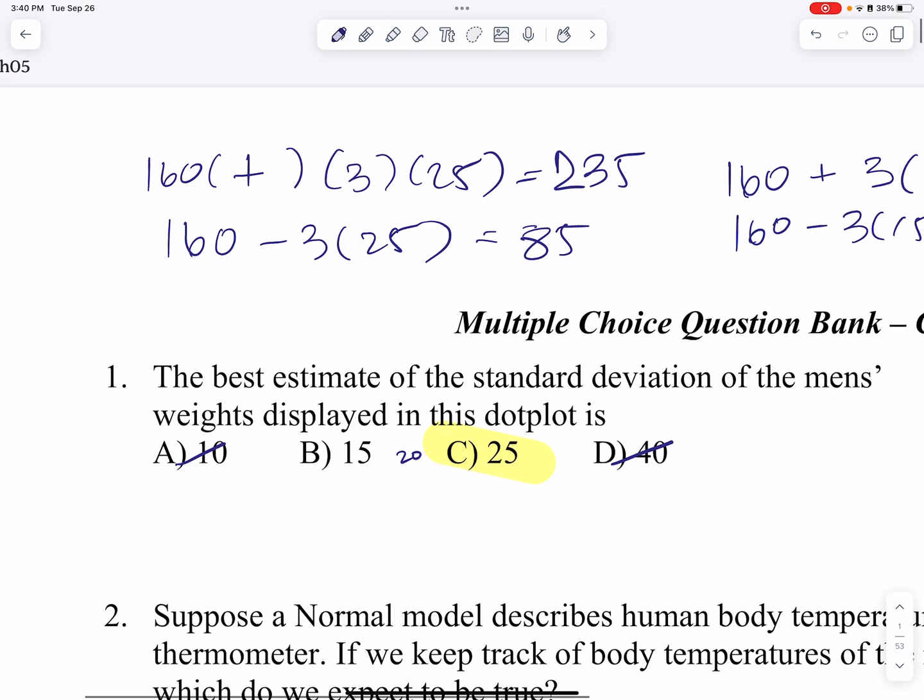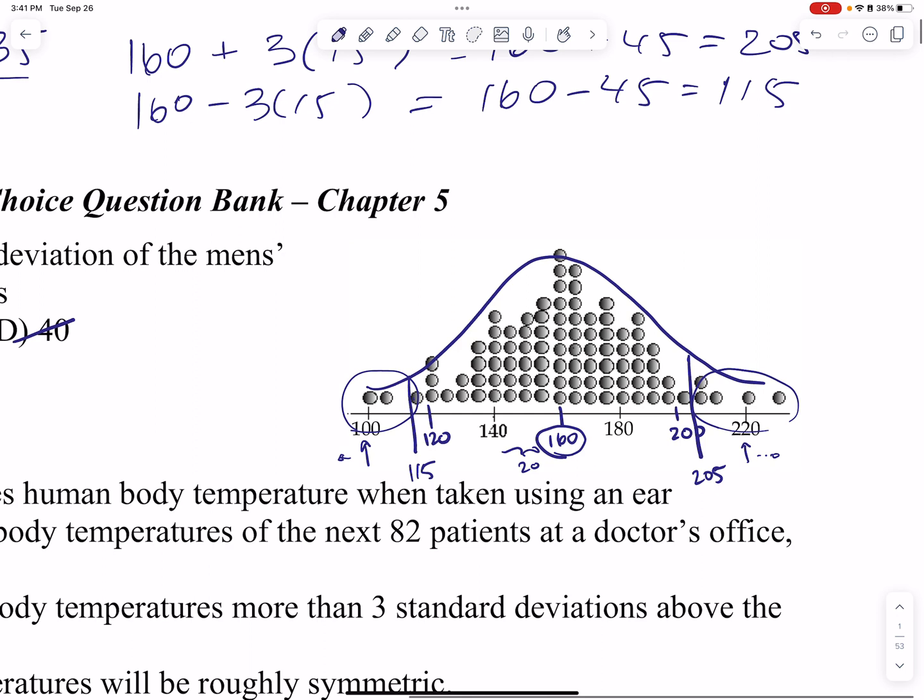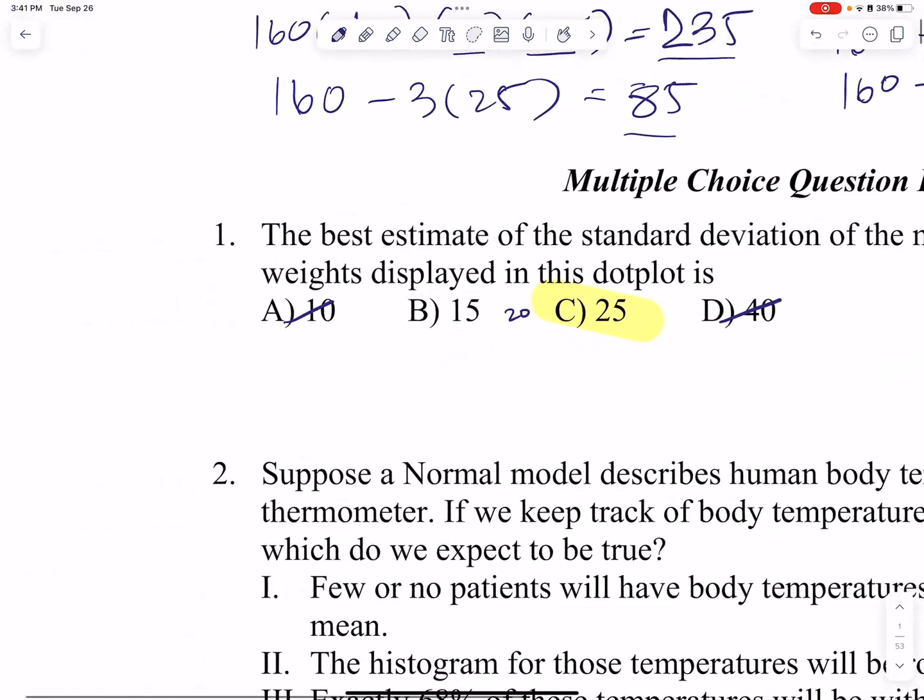So when I try 3 standard deviations times 25, so this is the mean plus and minus 3 standard deviations times 25, because I'm guessing maybe it might be 25. We know it is because you see the answer, obviously. But I get 85 and 235, and in that case, that definitely is going to contain all of it much better. So that's why I'm going to go ahead and say it's 25.